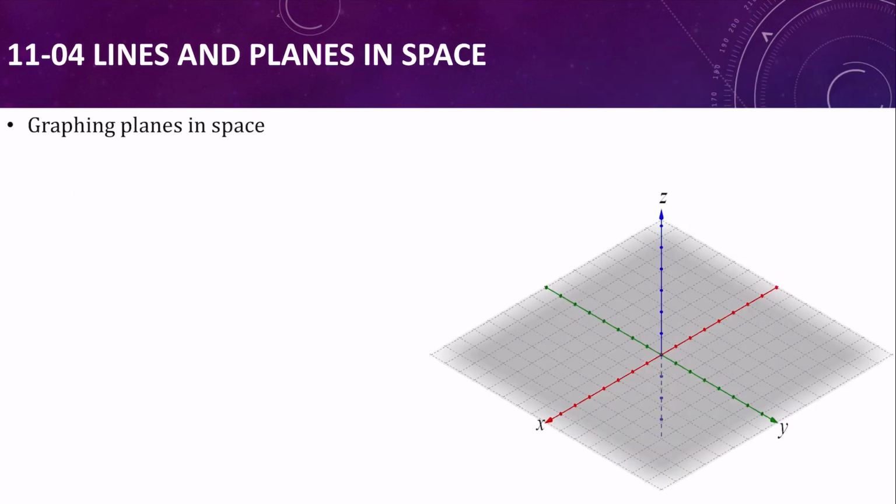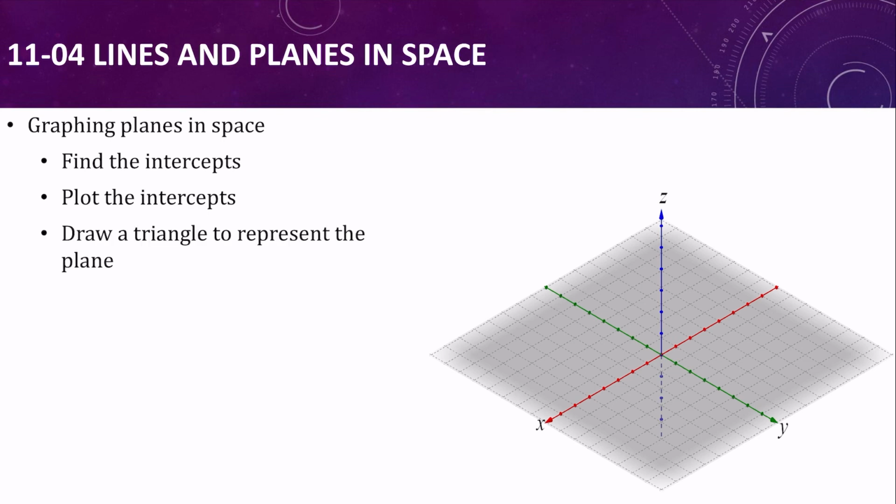Now let's go over graphing planes in space. First thing to do is to find the intercepts. Then you plot the intercepts. And then you draw a triangle to represent the plane. So what you're going to do is draw the plane that's in one octant. And just remember it extends in all directions.